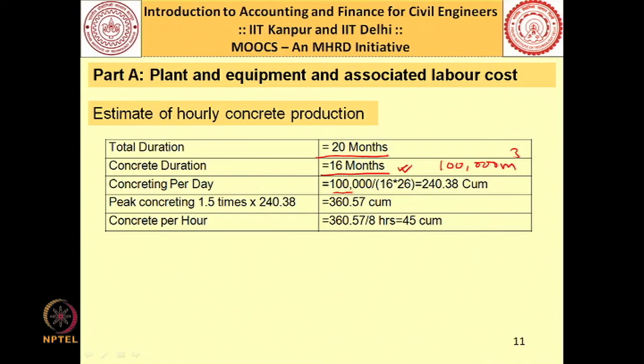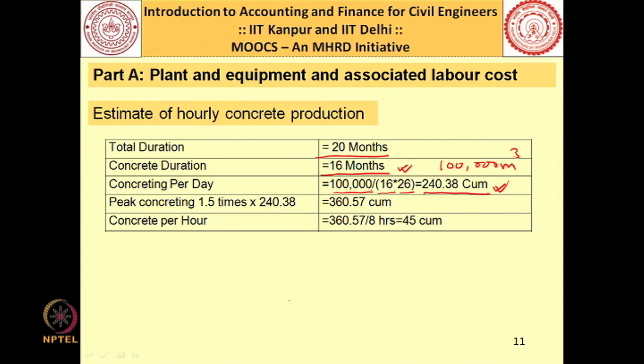So, it would be 100,000 divided by 16 months, and we are assuming that every month has 26 days. So, that means 4 non-working days. So, on Sundays we are assuming that we are not working. So, out of 30 days, 4 Sundays gone, so we are left with 26 days. So, that gives me 240.38 cubic meter. That means, I am expected to do on an average 240.38 cubic meter.